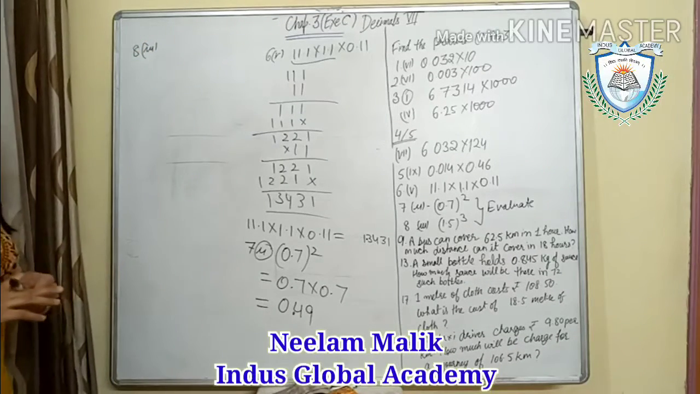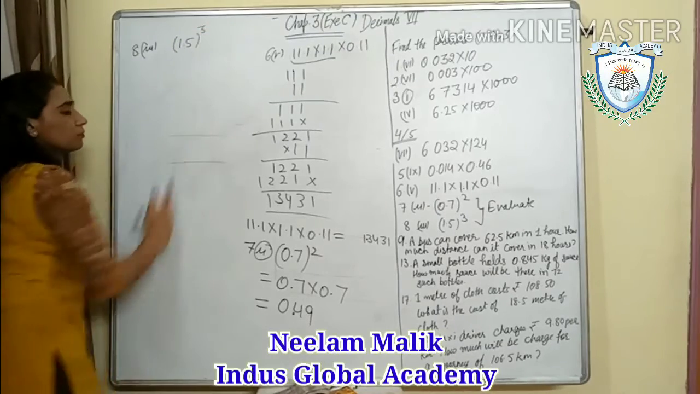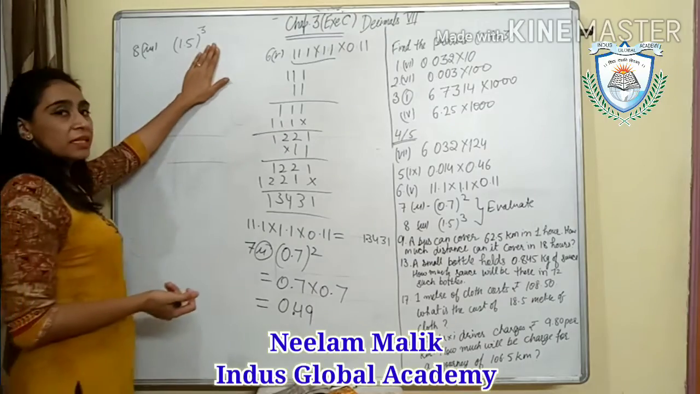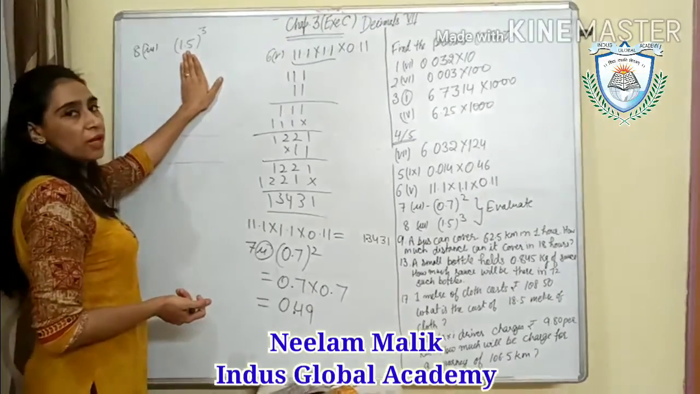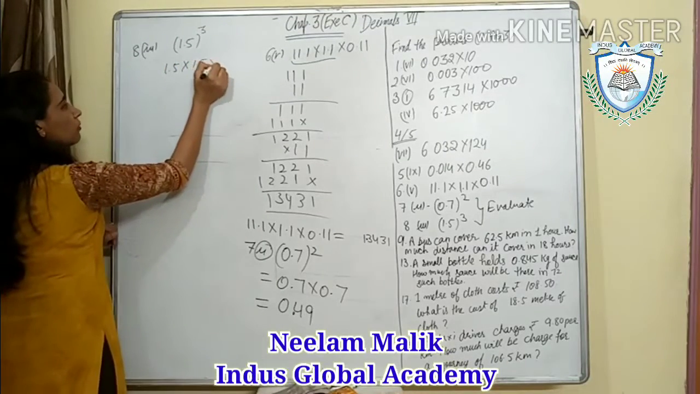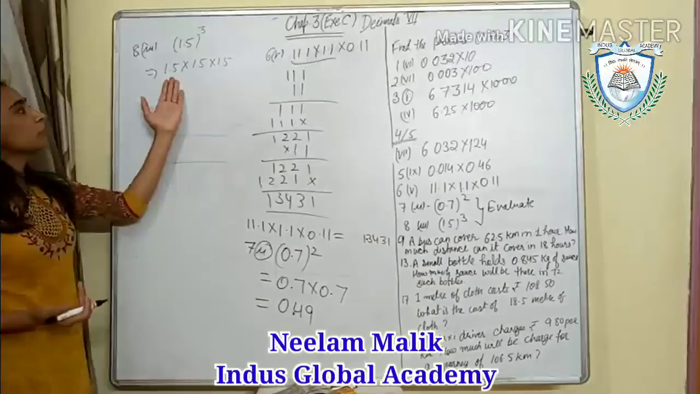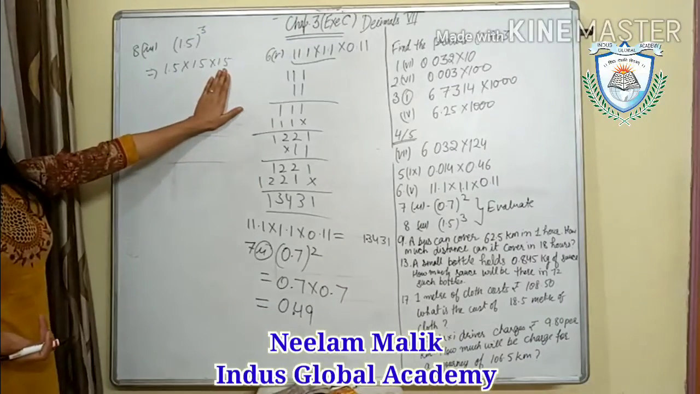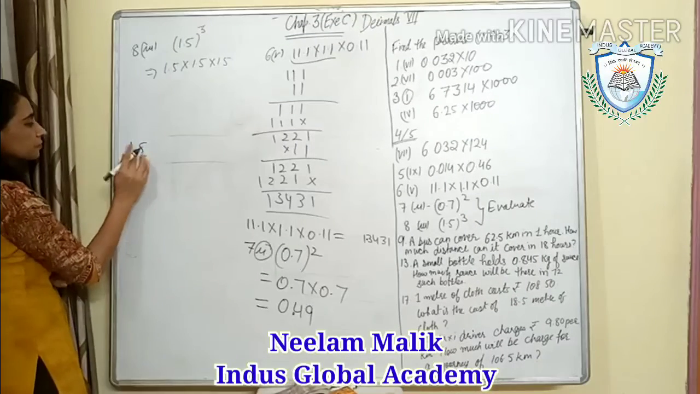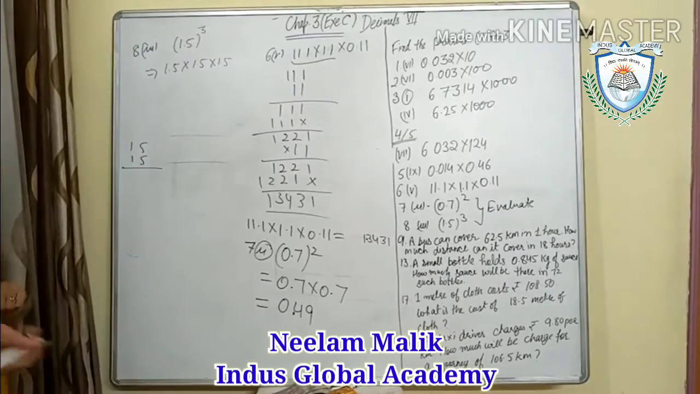In question number 8, third part, it is given to us 1.5, the whole power 3. Okay, if you can multiply this directly, you can do it, but this is 1.5, that means 15. Okay, so how will you write? 1.5 into 1.5 into 1.5. 3 times we have to multiply. Yes. So first you will multiply 1.5, then you will multiply your result with the 1.5. Okay. So multiply this. No need to put the point here. Okay. You can read the table of 15 and you can read the table of 5 also.